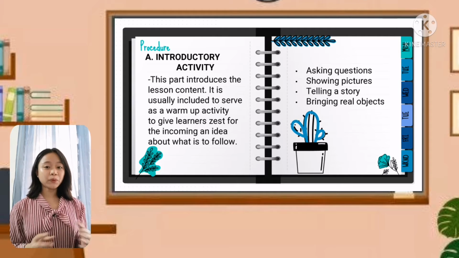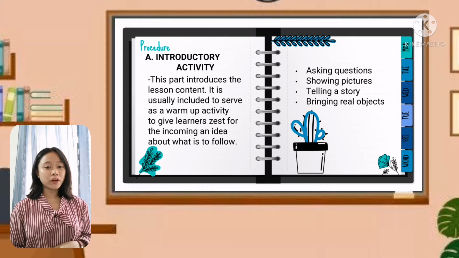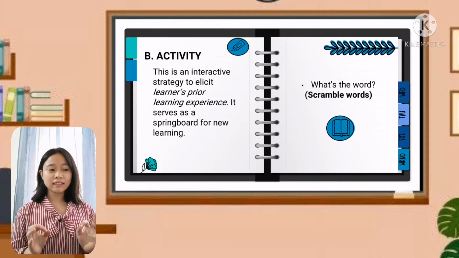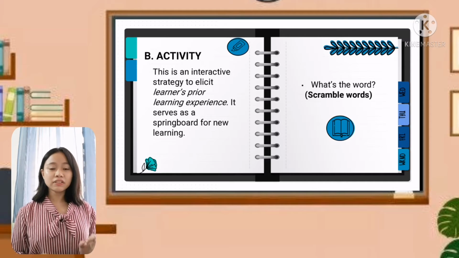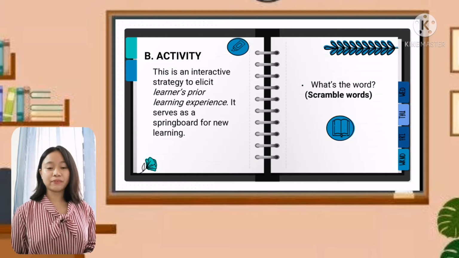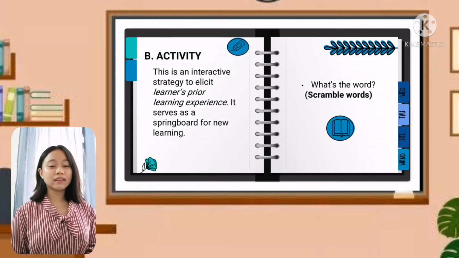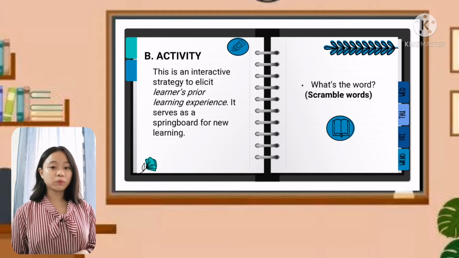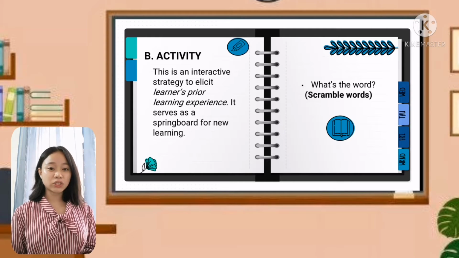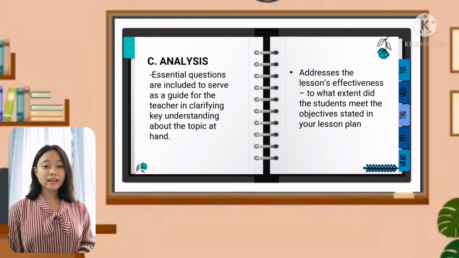This introductory part will give your students a few ideas of what you are going to discuss and what your topic is all about. Second is the activity. This is the interactive strategy to elicit learners' prior learning experience. It serves as a springboard for new learning. For example, a game like What's the Word or scramble words. The words that you use in scramble words will be the key words for your discussion afterwards, or your proper lesson.